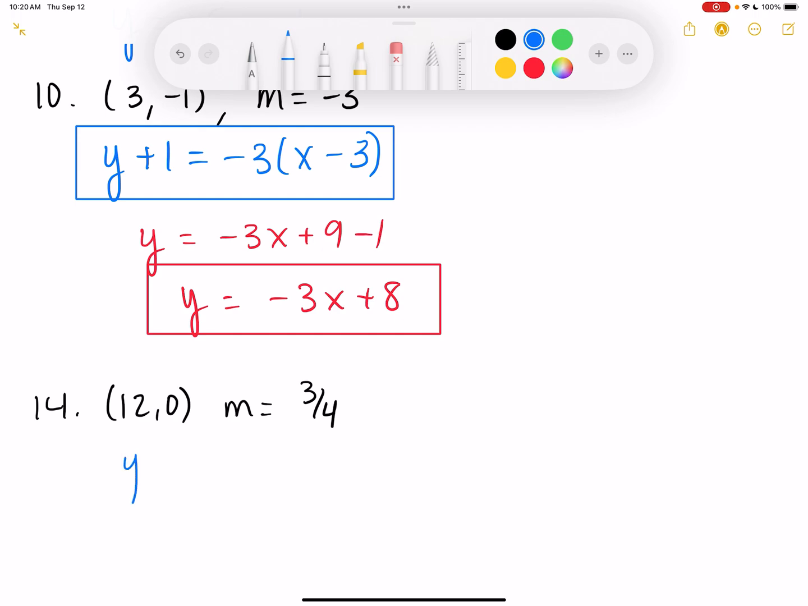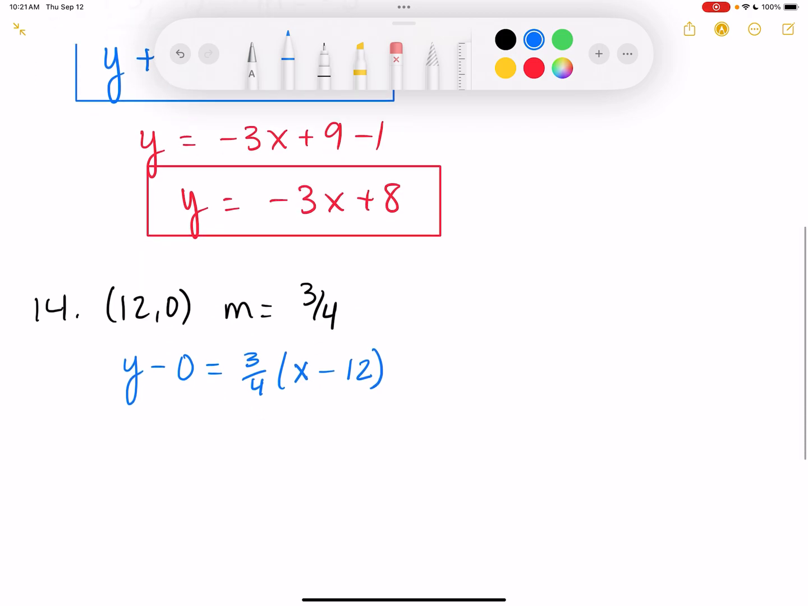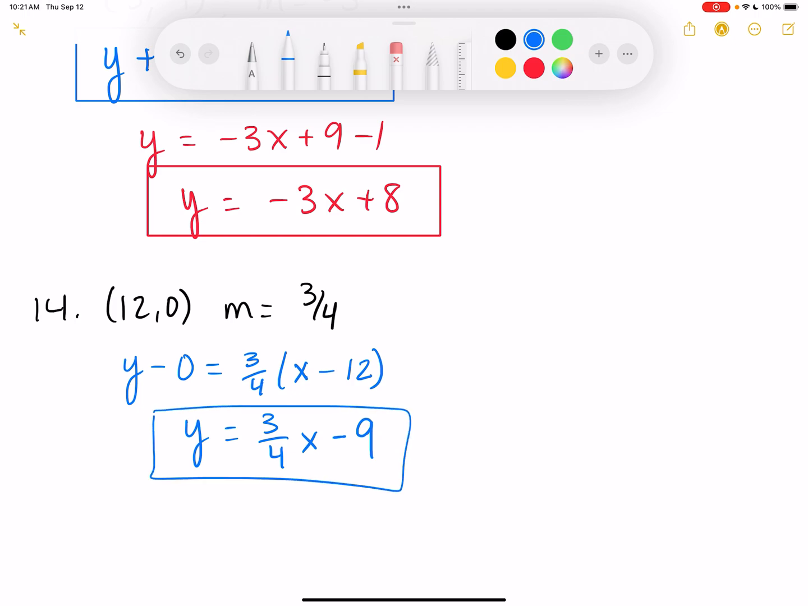Y minus 0 equals 3/4 parentheses x minus 12. The only thing I'm going to say here is, because there's a 0, don't leave your answer like that. On this one, you would want to rewrite it. Now, if you forgot to, I'm not going to be super picky about it, but you should rewrite it when there's a 0 like that.